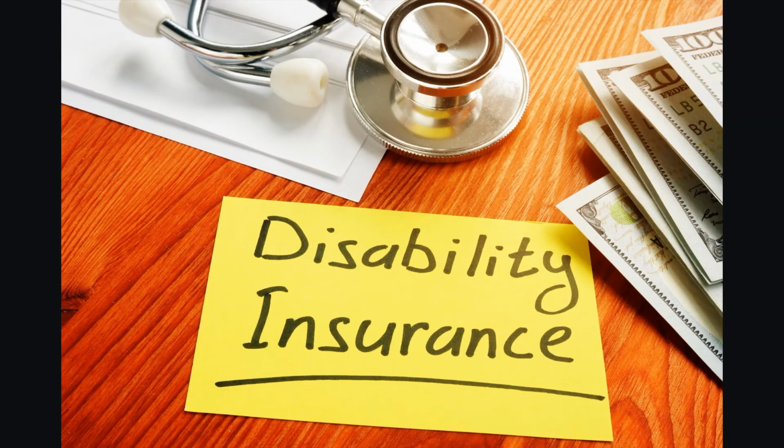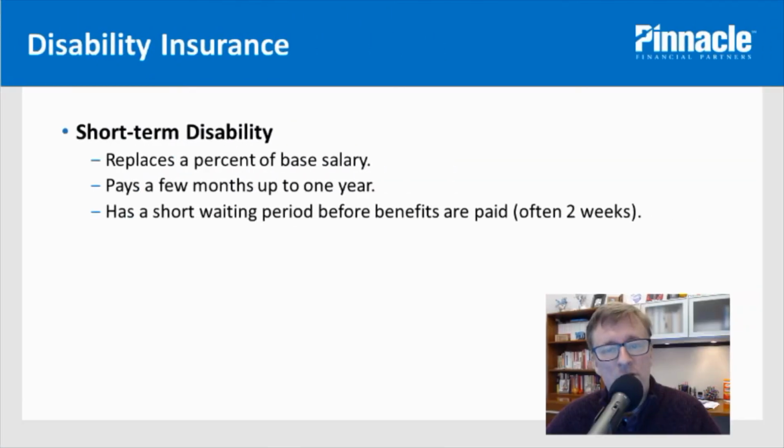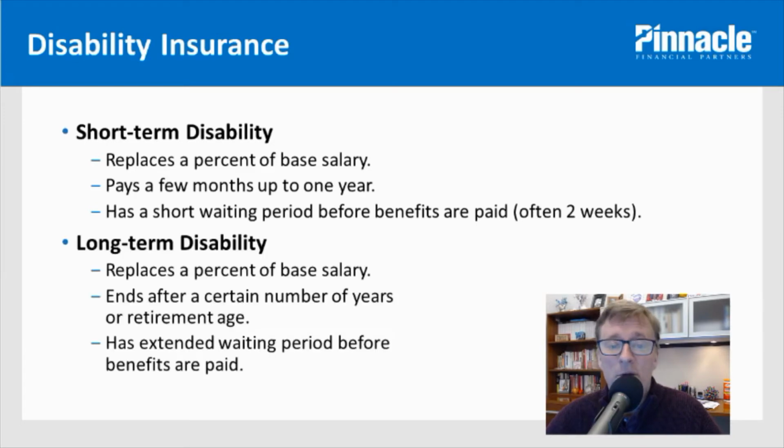An often overlooked type of insurance that is nevertheless very important is disability insurance, and there are two major types. Short-term disability insurance replaces a percent of your base salary and typically will pay anywhere from a few months up to 1 year. There's a brief waiting period after the injury occurs before benefits start. Long-term disability insurance also replaces a percent of your base salary, but it will pay a specified number of years or until retirement age, and it has a longer waiting period before its benefits start to kick in.